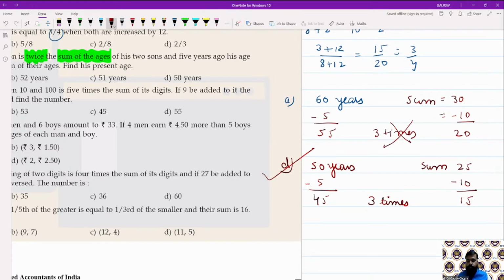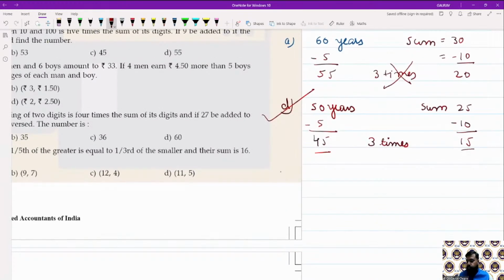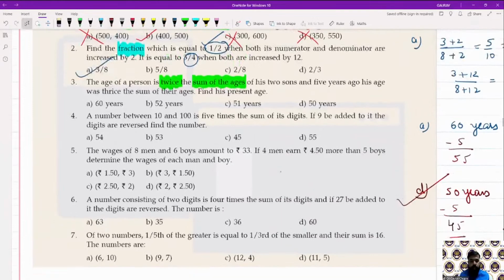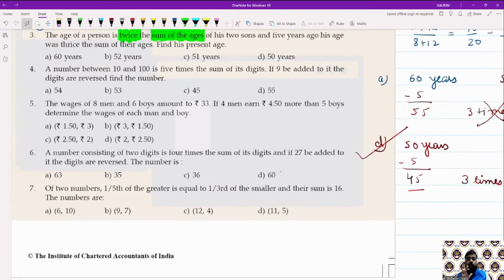Okay. Now the next one, fourth: a number between 10 and 100 is 5 times the sum of its digits. Now understand this language carefully. What it says, there is any number between 10 and 100, that means it is a two-digit number, and it is 5 times of the sum of the digits. जैसे अगर नंबर है 12, तो 1 plus 2 कितना हुआ 3, तो 3 का 5 टाइम्स कितना होता है 15, so 12 and 15 are not getting matched, so it is incorrect.